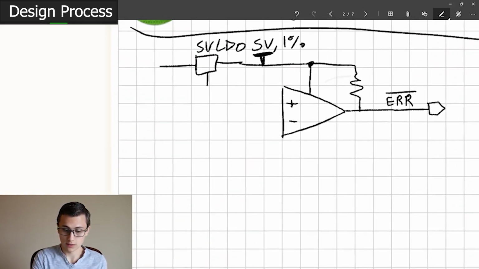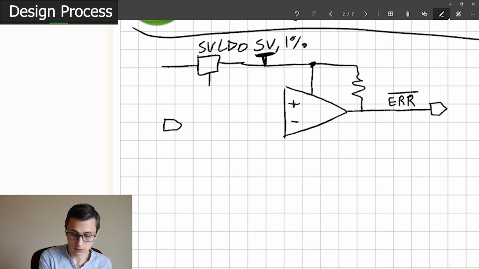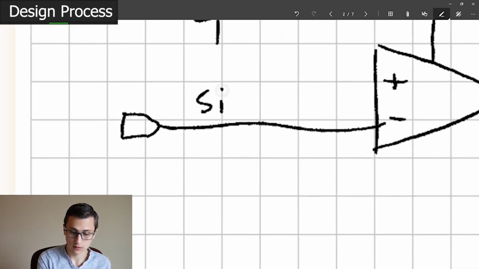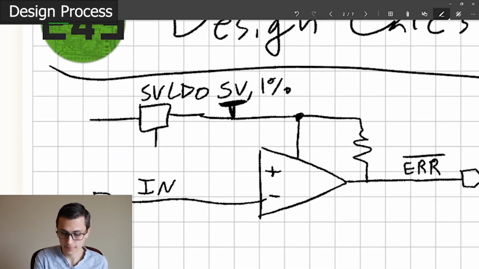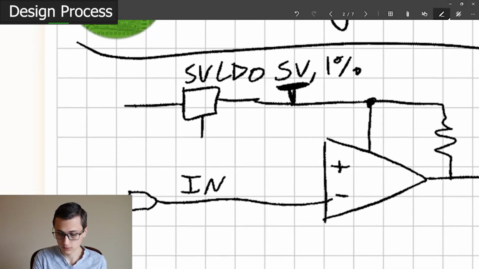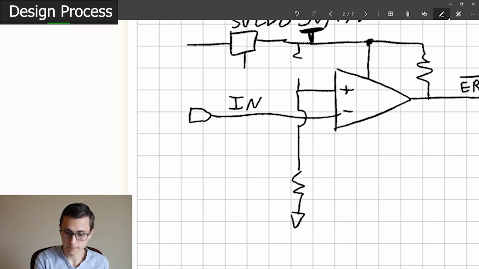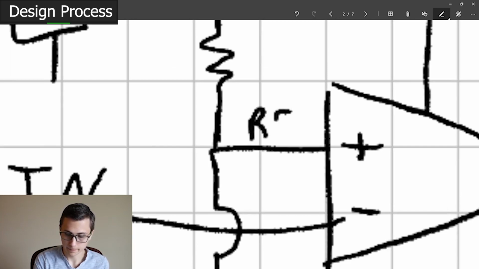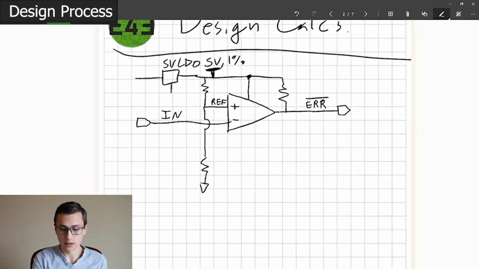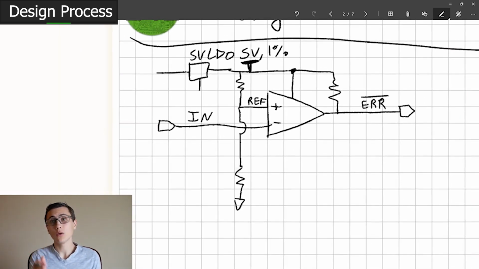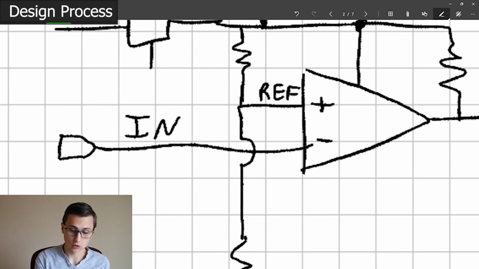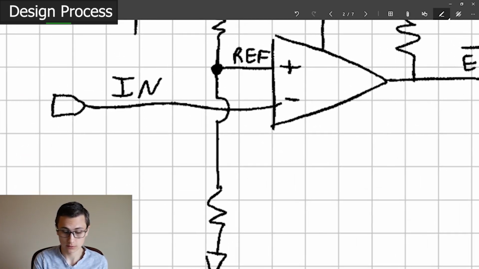So, in our design then, we're going to draw our input. We're going to call this in. And we're going to call this ref. Okay, so we have a few critical nodes, but now you might notice this looks exactly the same as all of our other comparator problems. So where's the latching? Well, here's where the latching comes in.